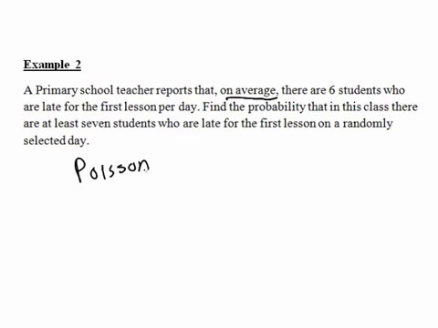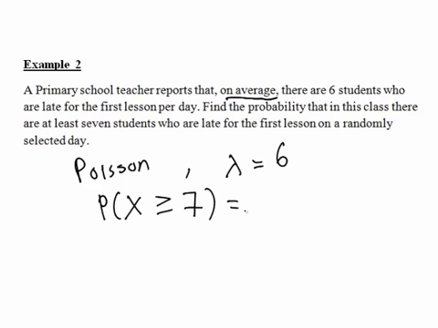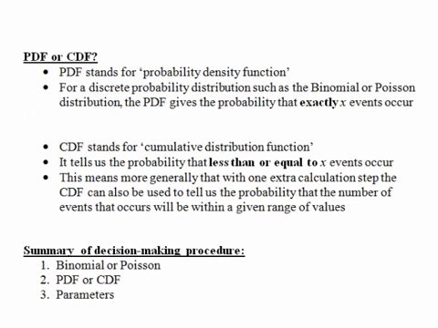In this case, the number of students who are late for the first lesson per day. The parameter then, in this example, is the average lambda equals 6. And we're wanting to calculate the probability that the total number of events that occur, that is, children who are late for the first lesson on a randomly selected day, is greater than or equal to 7. Since we wanted at least 7 students late. So therefore we would be calculating the probability that x is greater than or equal to 7.